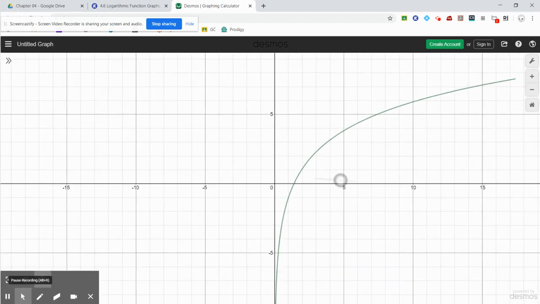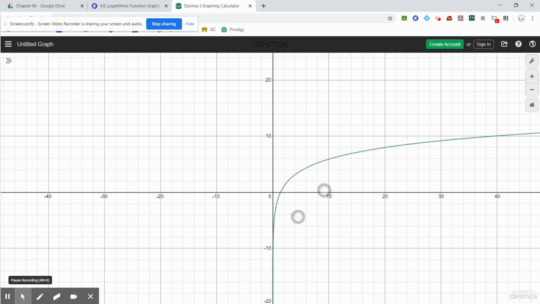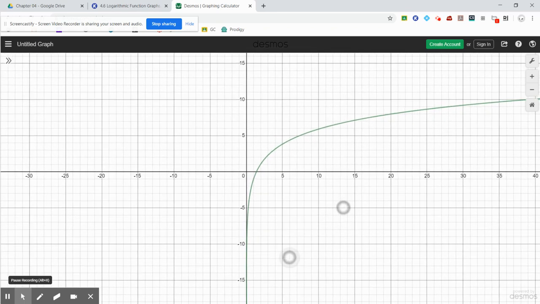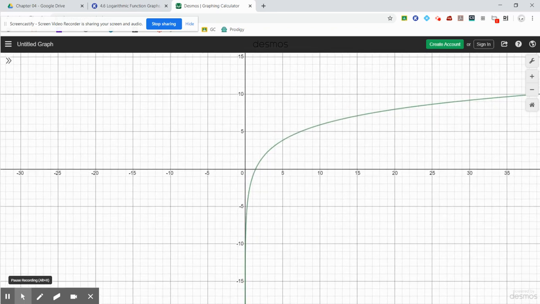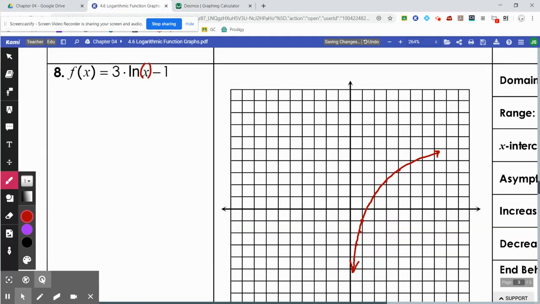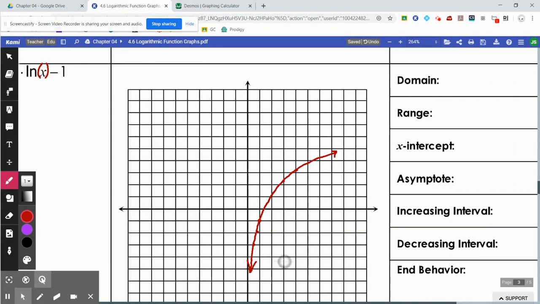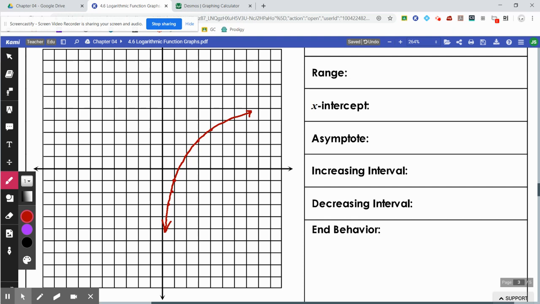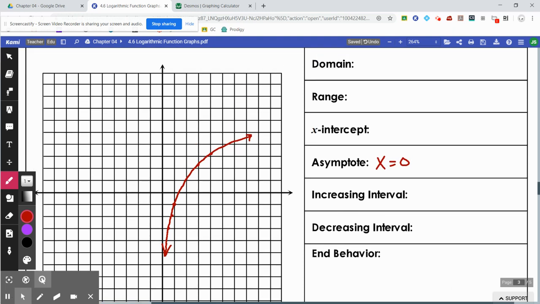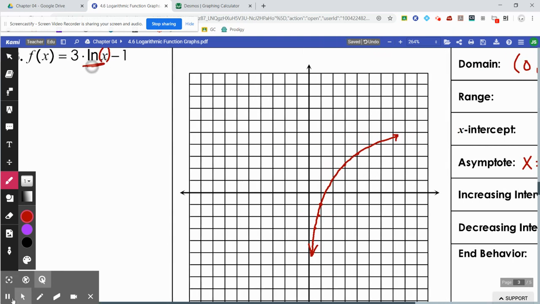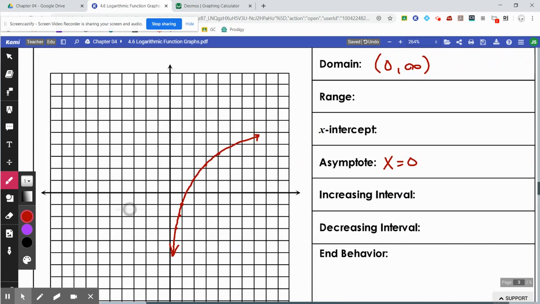So there's our function, and you can zoom in, zoom out, or whatever. Looks just like the other ones. Let's transfer that graph over to our graph, and there is that graph. Let's go ahead and do all of our specs here. Our asymptote line I like to start with is x equals 0 because you're going to need that asymptote line to find your domain, which is 0 to infinity. Again, you cannot take the log or natural log of 0 or a negative. That's the reason why.